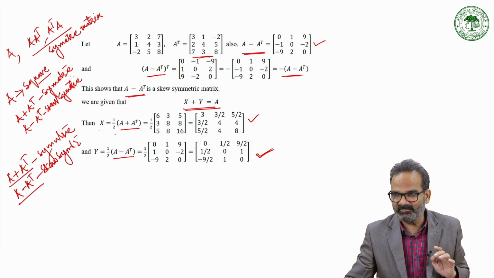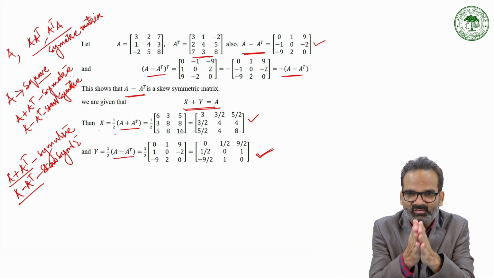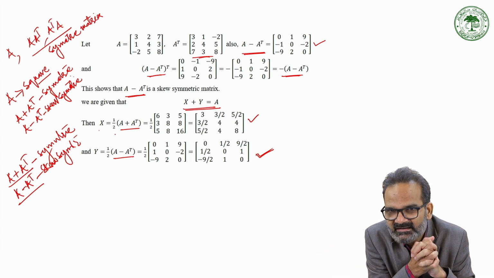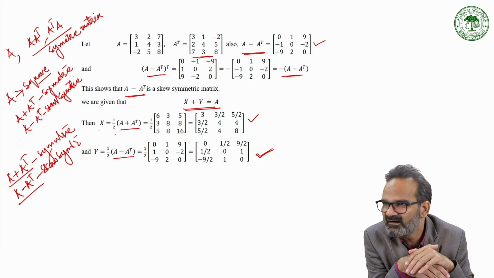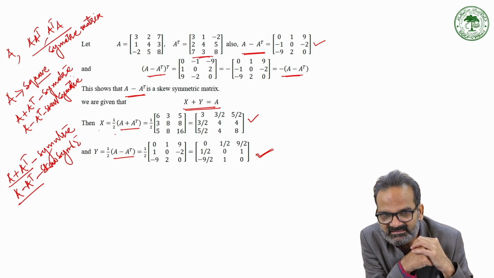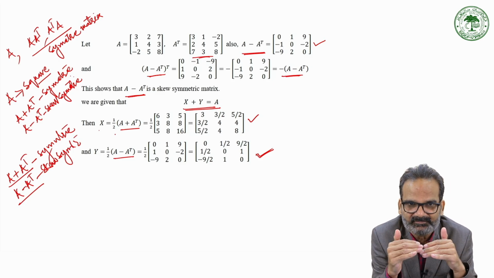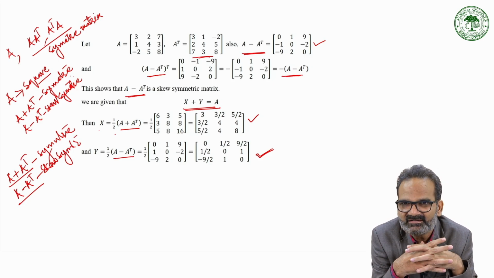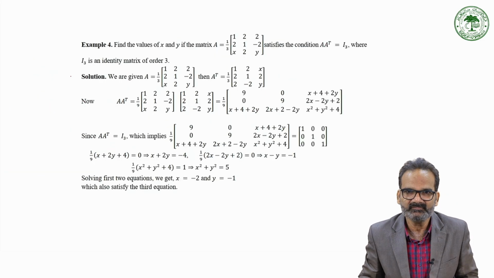If A is a square matrix, find its transpose, add A and AT, you will always get a symmetric matrix. Take the difference of A and AT, you will always get a skew symmetric matrix, right? So this is what we conclude, how we can construct symmetric and skew symmetric matrices from a given matrix.